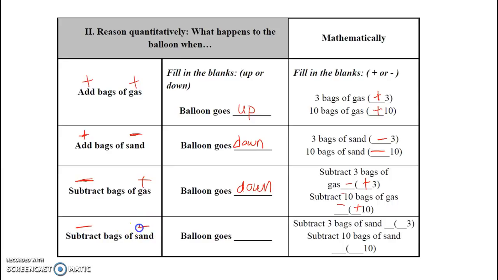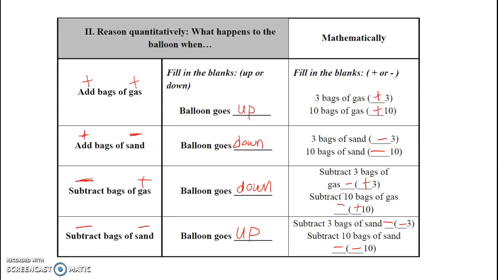If I want to subtract the thing that's bringing me down, that negative thing, I'm going to take out what's weighing the balloon down. The balloon's going to go up. So if I were to subtract 3 things that's weighing it down, the balloon is actually going to go up 3 units. If I were to subtract 10 bags that's weighing my balloon down, my balloon is actually going to go up 10 units.